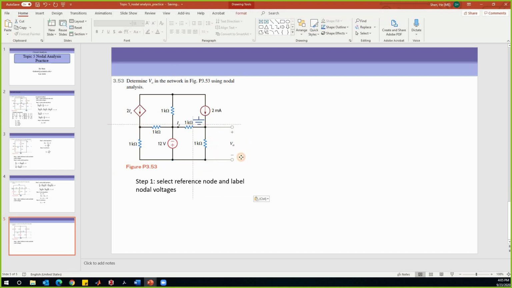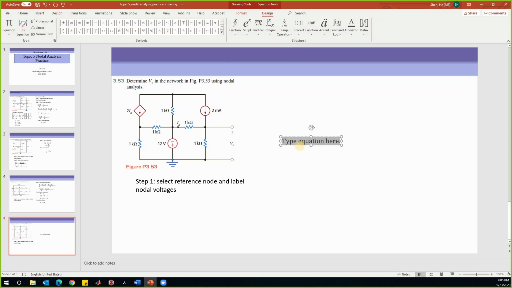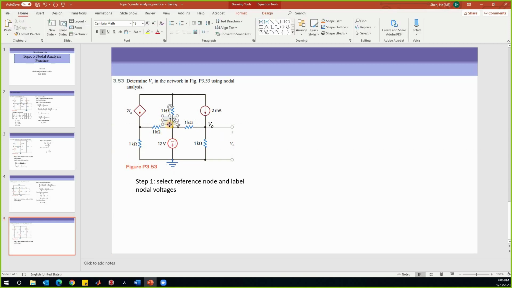Select a reference node. Since I'm looking for VO, maybe I will select it from here. If I select from here, I will have a nodal voltage defined, which is VO. So label the nodal voltage VO. How about the other nodes? This node has a nodal voltage of negative 12 because it is lower than the reference node. We can continue and label the other nodal voltages. This one we don't know yet, so we will call it V1. And on the top there is another node, so we'll call that node V2.